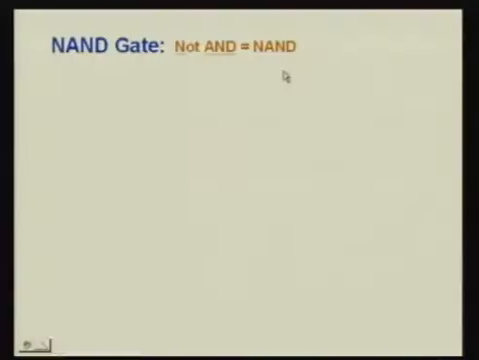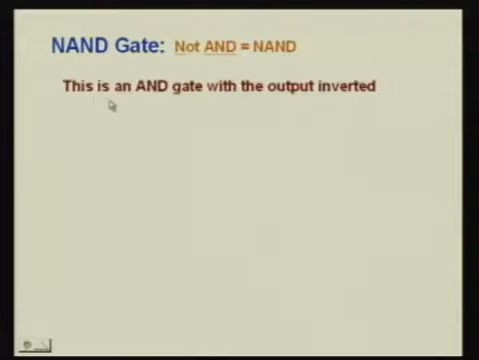Now we will discuss the NAND gate. Again, the NAND gate is the combination of AND and NOT. So N we have taken from NOT, and A and D we have taken from the AND gate, so it makes it a NAND gate. So this is an AND gate with the output inverted. Again, we have an AND gate whose output is inverted, so that makes it a NAND gate.